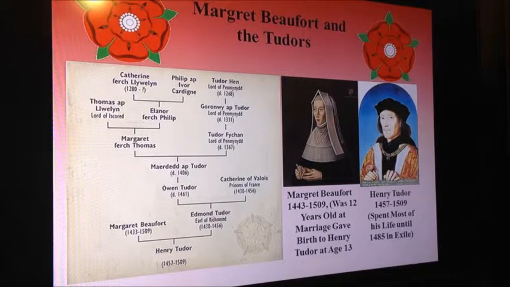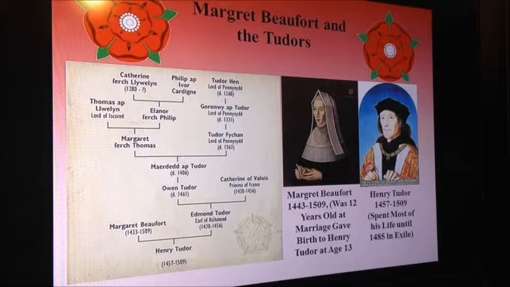So at 13 years old, she has Henry Tudor. And it is such a terrible pregnancy for her because she's just 13 years old. Her body is not ready for her to have a child, so much so that she never has children again. The damage is tremendous to her. But she has the one child that she loves more than life itself. But since Henry is a Lancastrian claimant to the crown, and the Yorks are in charge now, he has to spend most of his life in exile, and lives in exile until 1485.